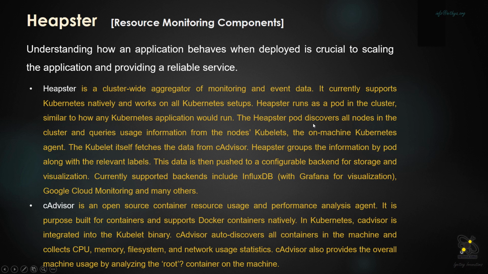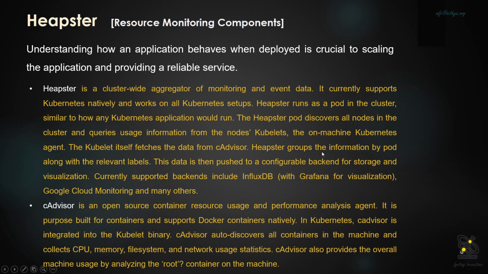The Heapster pod discovers all nodes in the cluster and queries usage information from the node's kubelets on the machine. The kubelet is the agent, correct? Then the kubelet itself fetches the data from cAdvisor. As I said, cAdvisor is the one that helps get the usage information of the resources of the system. Then the kubelet informs that these are the information I got from cAdvisor, please aggregate it with Heapster. Heapster is the aggregator, and cAdvisor is the underground guy who is really doing the resource monitoring.